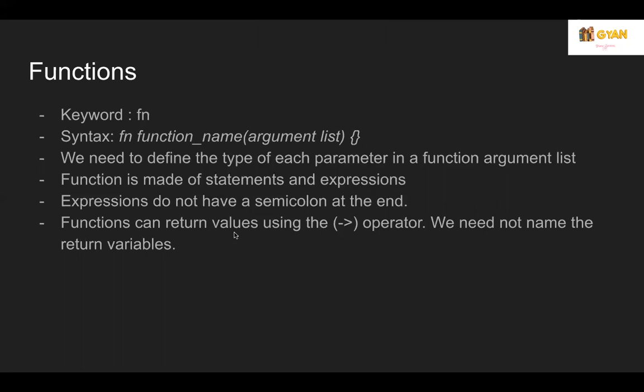If you want to return a value in a function, you have to use the arrow operator. We need not name the return variables as such. We just need to mention the data type that we'll be returning.